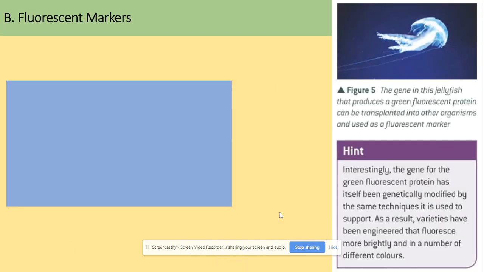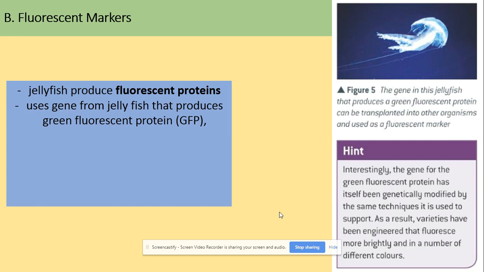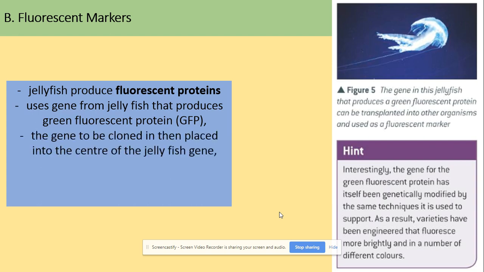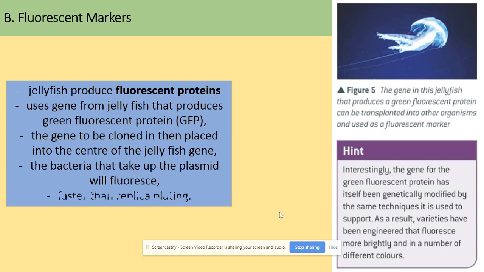Okay, final one, fluorescent markers. Those are lovely fluorescent proteins that can just glow. Where are they coming from? They come from the jellyfish, because they produce the green fluorescent protein. And if the bacteria has taken up the plasmid, they will just glow. This process is much faster than replica plating. It's faster than using antibiotic resistance.